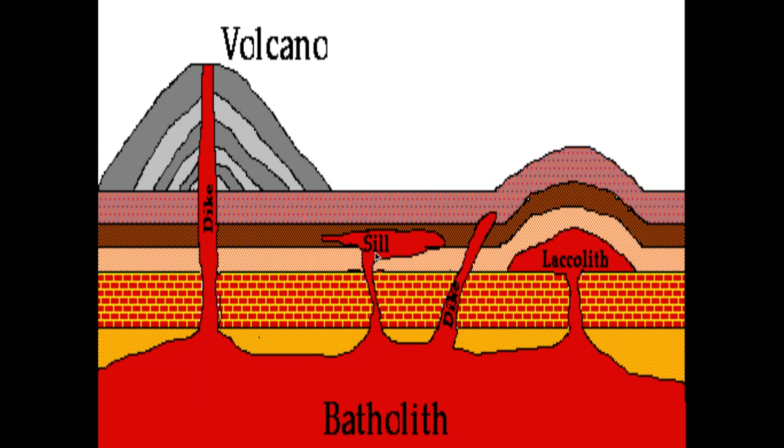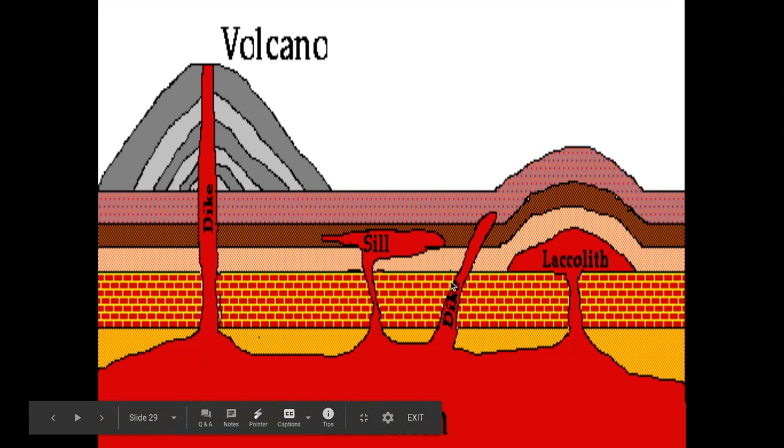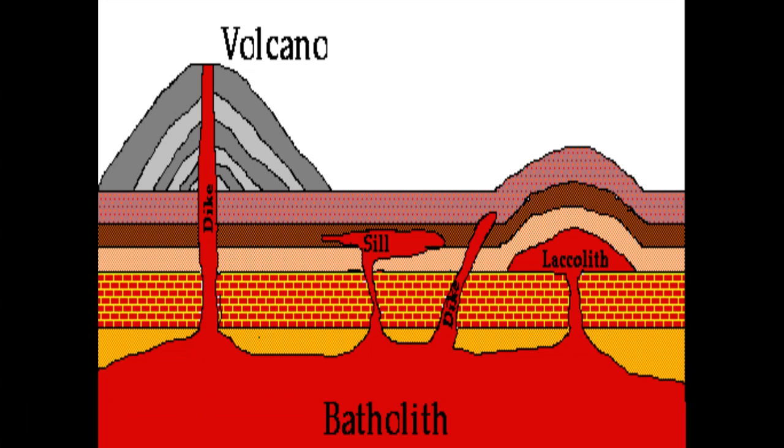Here is a sill, and a sill basically is a type of solidified igneous rock feature that's parallel to overlying rock material. And then here's another dike. Here you can see it's cutting across the strata. A laccolith basically is characterized by a mushroom shaped dome igneous feature.